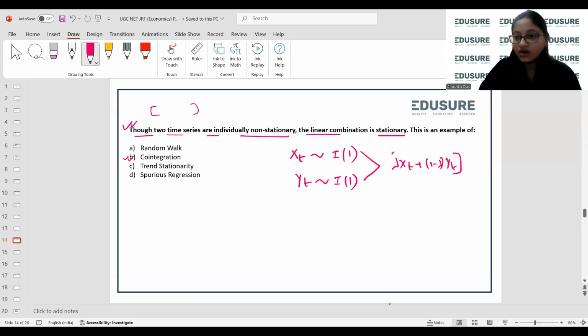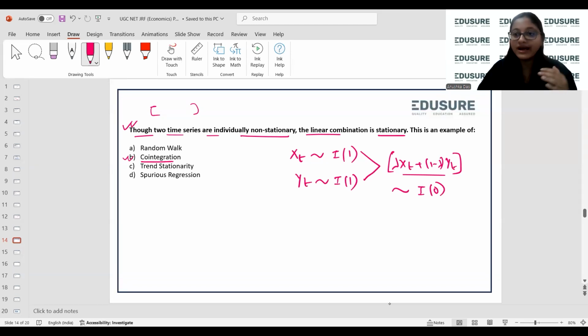If you take a linear combination like this, and this linear combination follows a stationary process, you call this co-integration. Take two or more non-stationary time series, it may not be two, it can be more than two also, and take a linear combination of all of them. If that linear combination follows a stationary process, you call this co-integration, right?